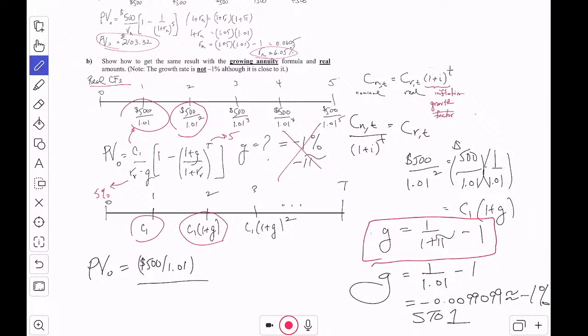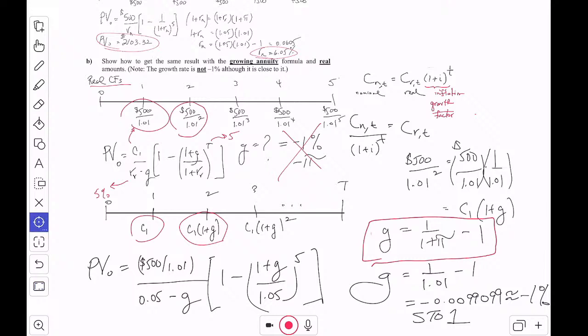And then I'm just following this formula. And then the real rate is 0.05 minus, just write G because it's going to be too messy to write out all those decimal places. And then here as well, G, and then 1.05 to the power of 5. Okay, so the real rate was given at the top as 5. So this is my formula now.